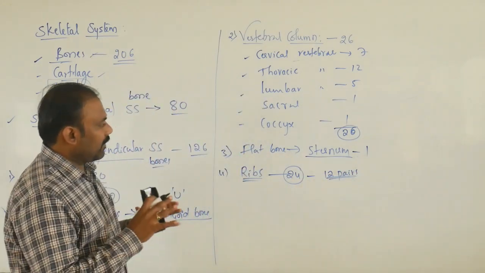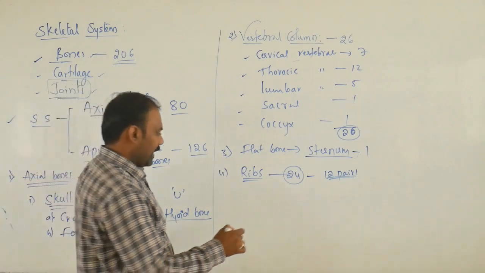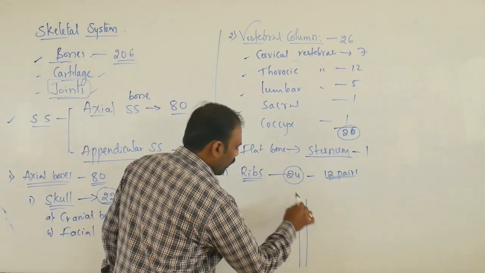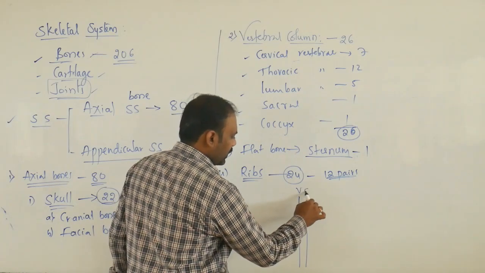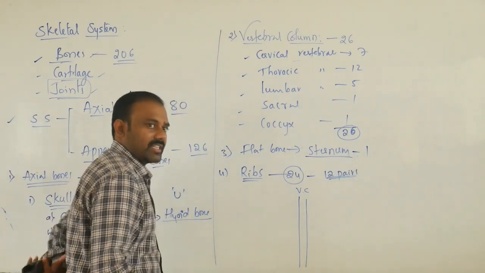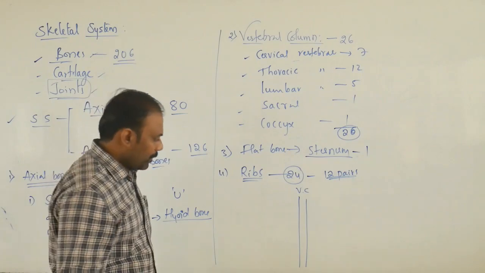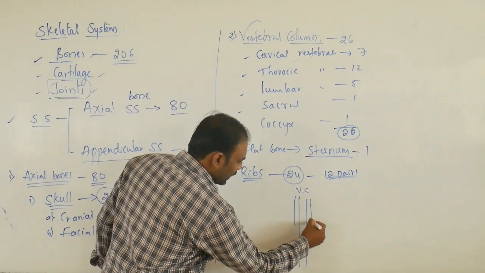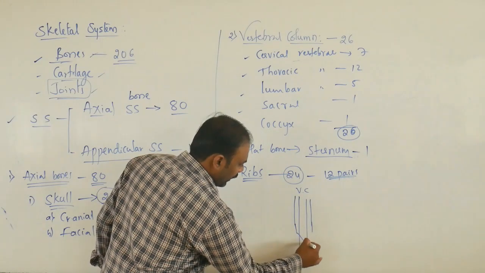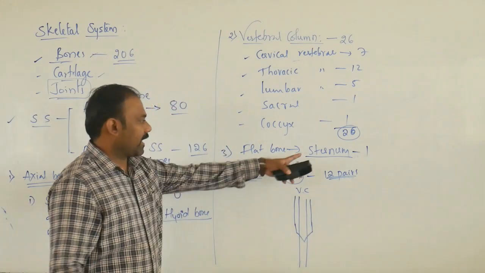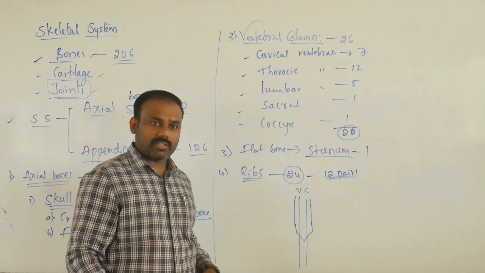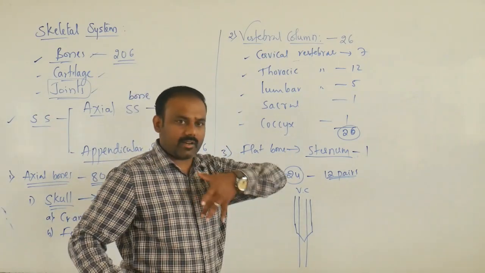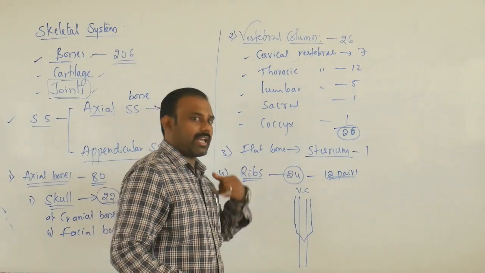So, in a very good diagrammatic representation, imagine it is the vertebral column. It is the vertebral column at the dorsal region. Here, at the front, the ventral region, we will have the sternum. I can show it here so that you can understand better.